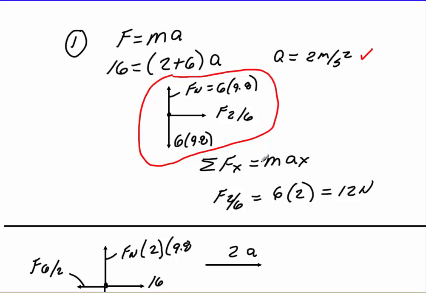So just summation of forces equals mass times acceleration. The only force you have is that one. Force of 2 onto the 6 is equal to mass times the acceleration you got here. And you get 12, and that's it, you're done.